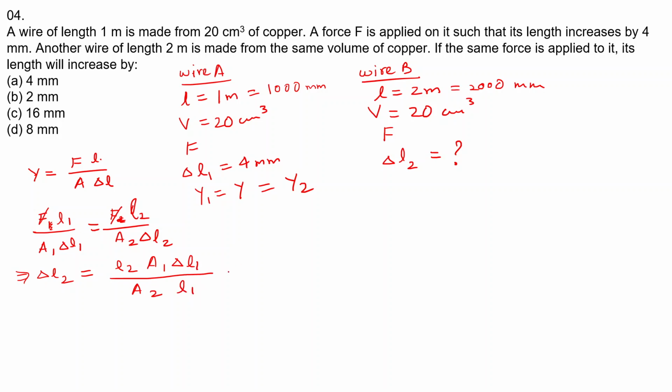Now what is the ratio of area? What we know is the volume of both these wires is the same, but their length is different. We know that a wire is like a cylinder of height some L, and this is the area of cross section, right? So a wire is basically a cylinder which is very long and has a very small diameter. So for both the wires the volume is the same.